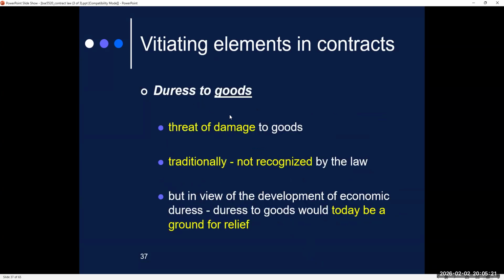And then the second type, duress to goods, is the threat of damage to goods. For example, if you don't sell the goods to me, I would damage the goods. Traditionally this was not recognized by the law, but today it is a ground for relief. Okay, so it is also a kind of duress.